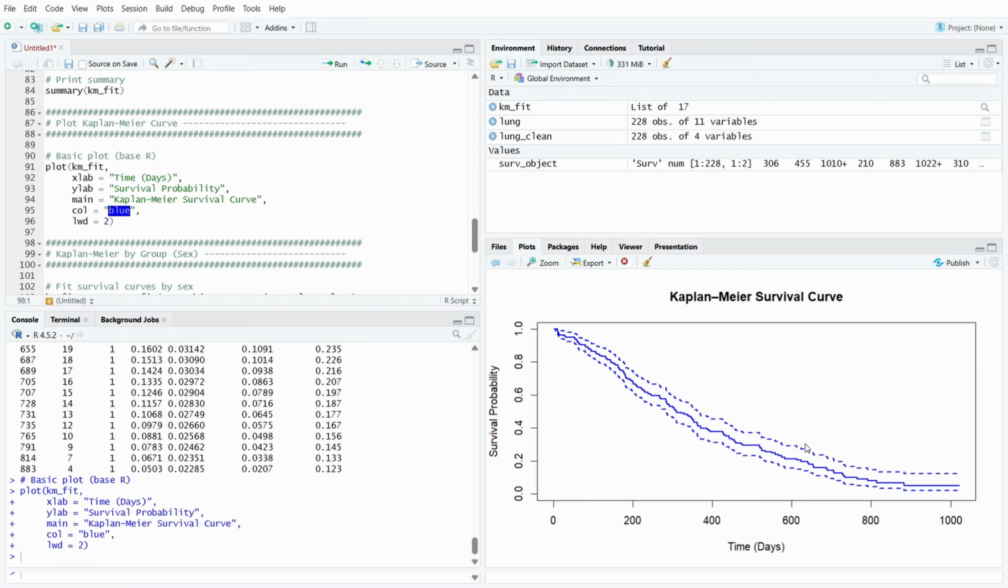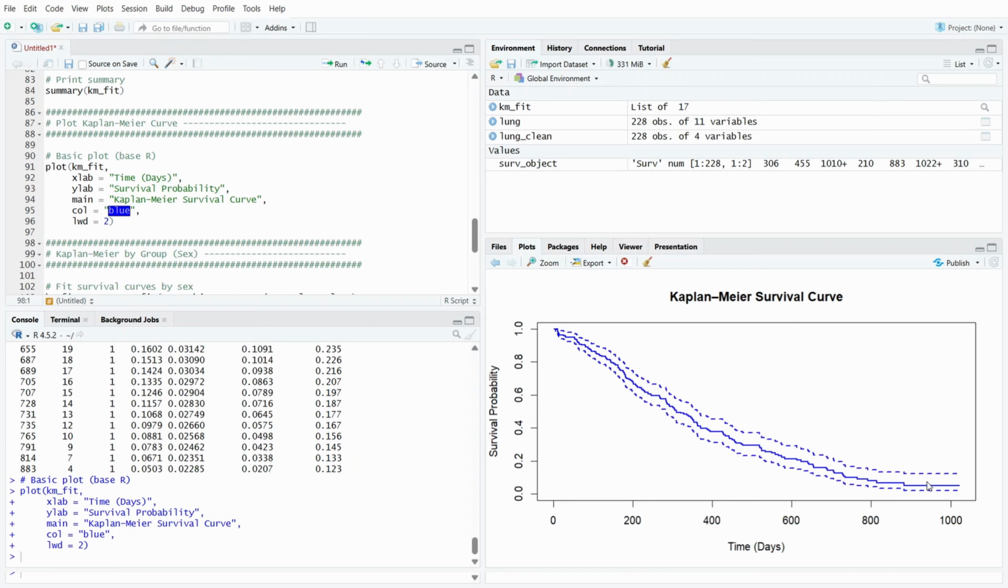The dashed lines above and below the main curve represent the 95% confidence intervals. Early in the timeline, these bands are quite narrow, indicating high confidence in the survival estimate. But as time goes on, the bands widen. This reflects increasing uncertainty since fewer patients are still being followed. By the time we reach 800 to 1,000 days, the survival probability is quite low, under 10%, indicating that only a small fraction of patients are long-term survivors.